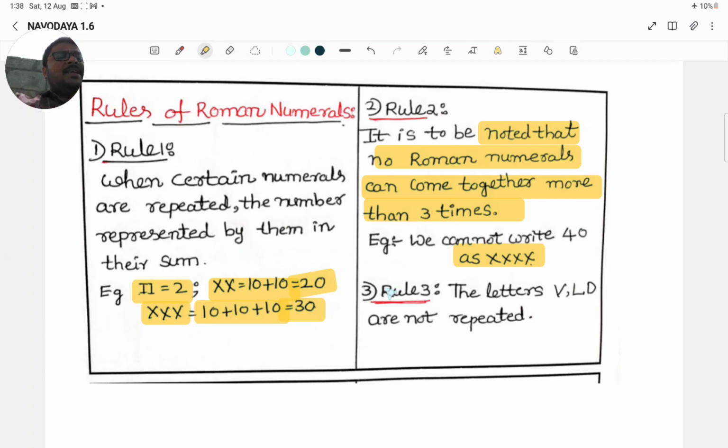Next, rule number 3 tells about the letters V, L, D: they are not repeated. What does rule 2 say? Rule 2 explains that Roman numerals can come together up to 3 times, and here one exception is there. The letters V, L, D are not repeated. According to the third rule, when you are writing Roman numerals, V, L, D you have to write only one time. A second time is also not accepted.